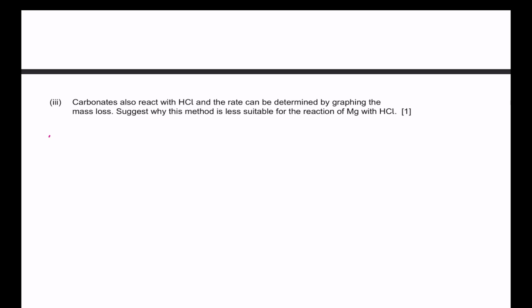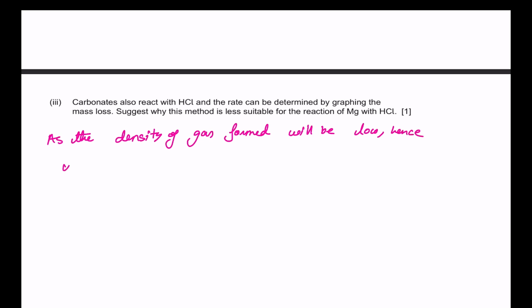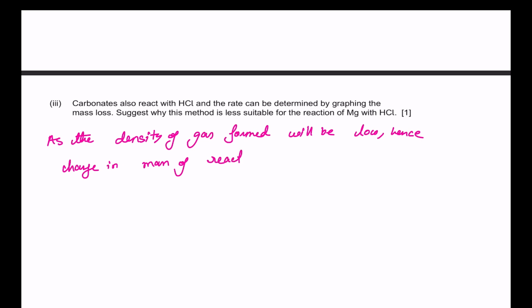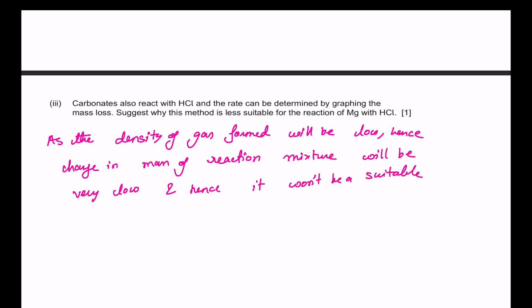So we can write it like this: as the density of gas will be low, hence the change in mass of reaction mixture will be very low, and hence it won't be a suitable method. That is all about question 2.